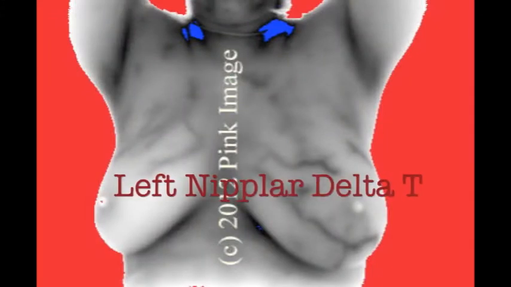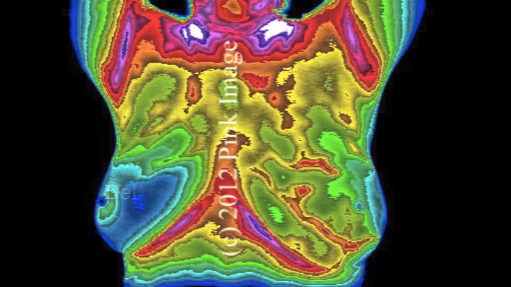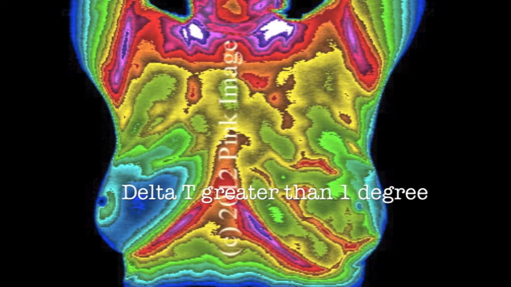Another requirement for breast thermography is the nipple delta T. This is the temperature difference between both of the nipples. 87% of all cancers will have a nipple delta T, so it is imperative that you get your nipple delta T recorded in your report.